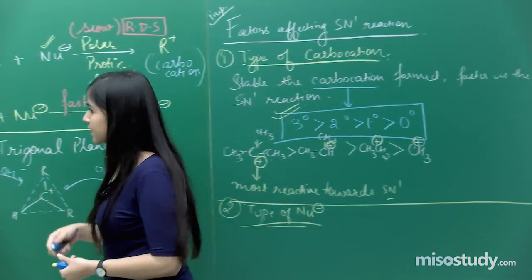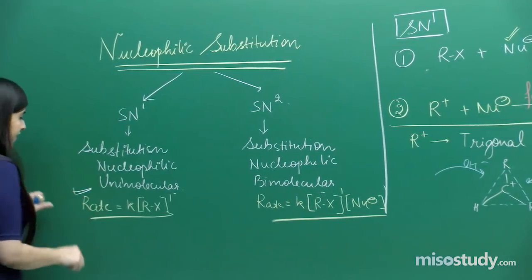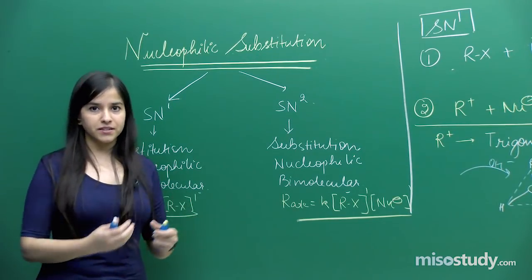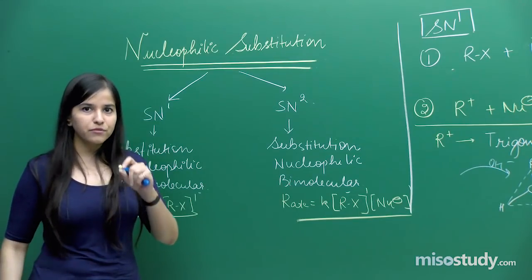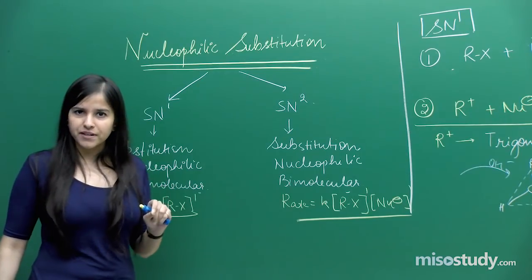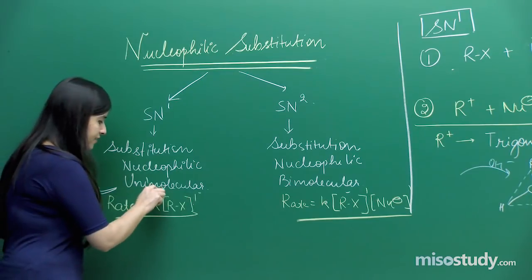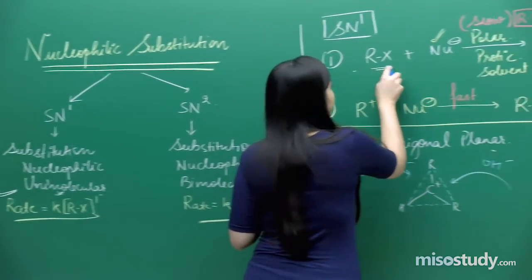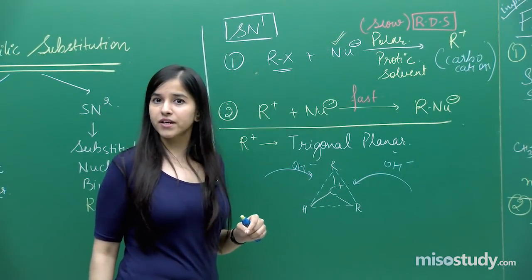Now, if you consider the rate equation for Sn1, what does it say? What is the rate? I am measuring the speed by the rate by which the reaction is happening, right? So that is what the rate defines. Now the rate is dependent upon RX. What is this RX over here? RX is none other than the concentration of the alkyl halide, the main reactant, the main substrate that is taken.